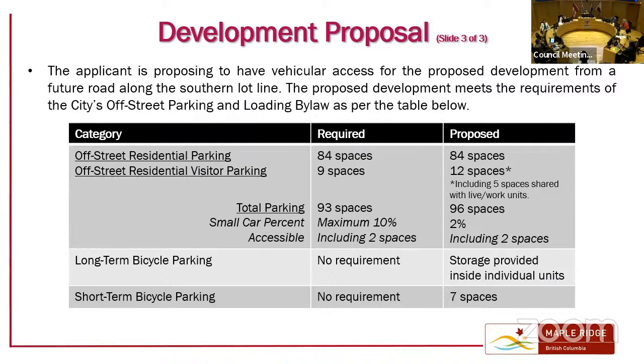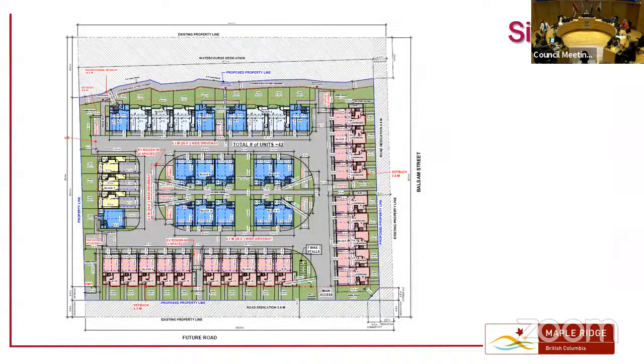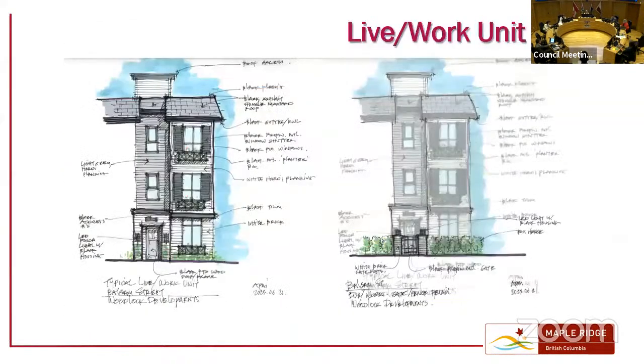In terms of long-term bicycle parking, storage will be provided inside individual units. And in terms of short-term bicycle parking, 7 spaces are proposed. The site plan is shown on the screen. And part of the site plan involves a 2.5 meter public easement alongside the park conservation dedication along the northern area. This is a live work unit sketch provided by the architect.